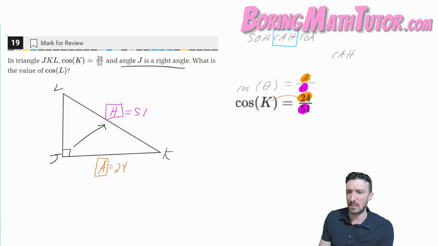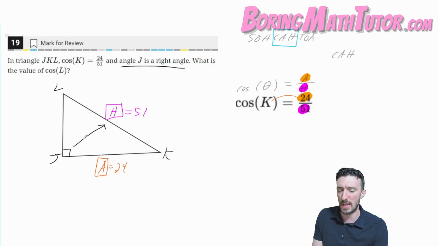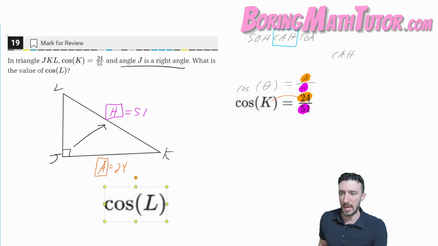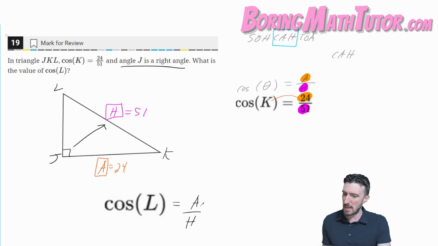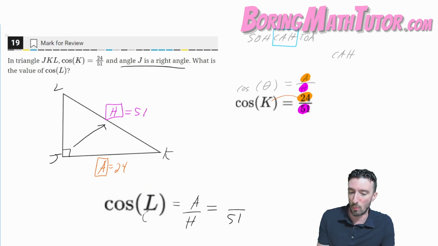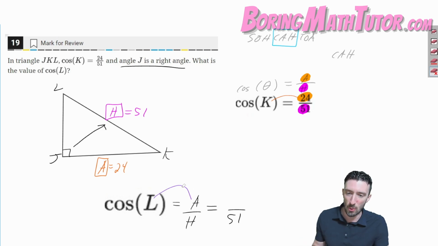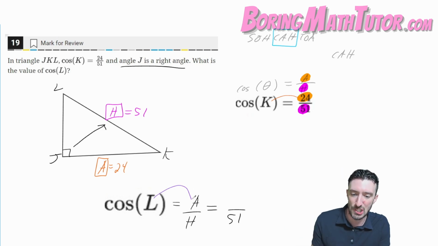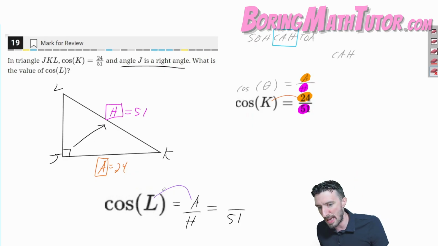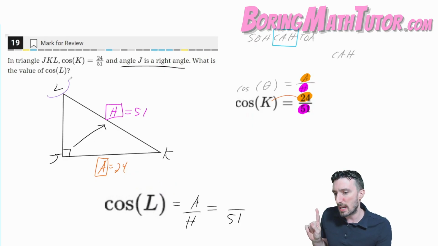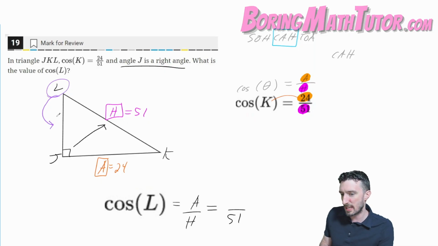And now what are they asking for? Well, they're asking for cosine of L. Okay, well, that means it's still going to be adjacent over hypotenuse. And the hypotenuse is not going to change. The hypotenuse is always the hypotenuse, no matter what angle you have here. But the adjacent is not always the same. In this case, when we say adjacent, we mean adjacent to L. And where I see L, the side that's adjacent to that would be here.